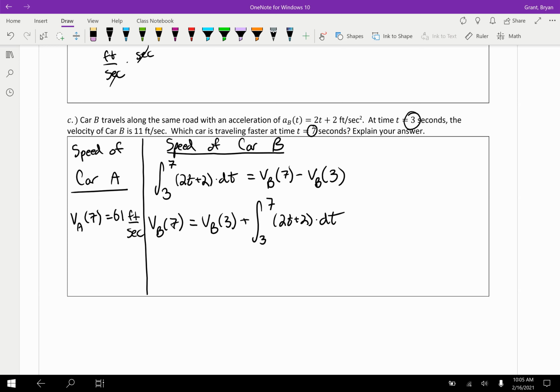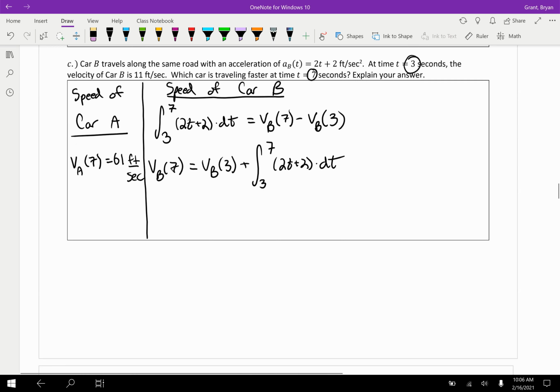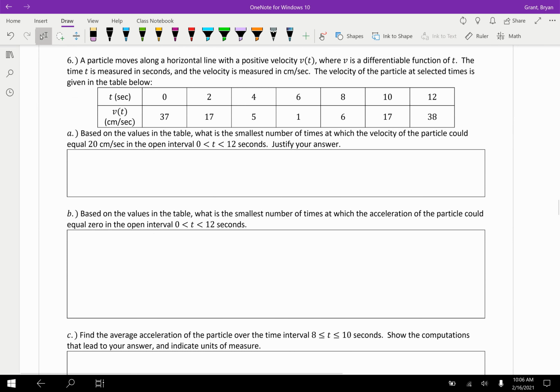And then don't forget a conclusion, right? After you find whatever this is, better compare it to 61 feet per second and tell which one's greater. So take some time, work through that, and I'm going to go ahead and move on to problem 6. In 6, we're going to do somewhat the opposite of what we just did, and I'm actually going to work through all of this with you.